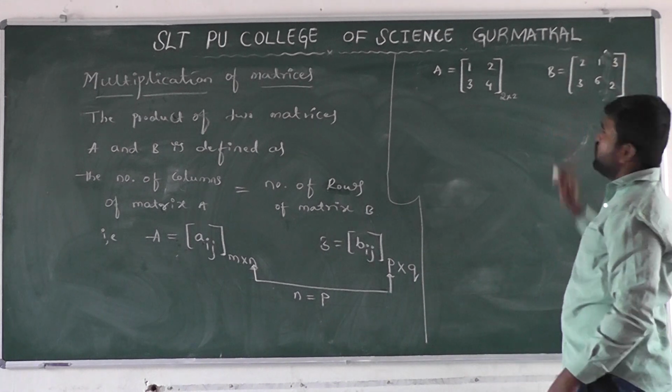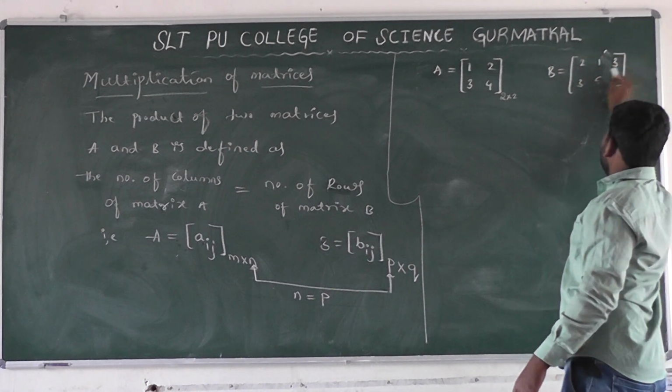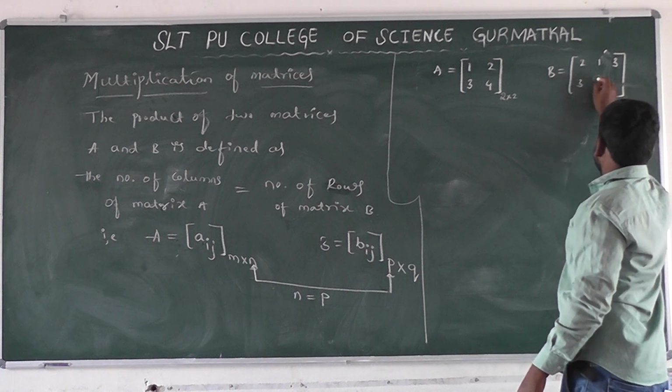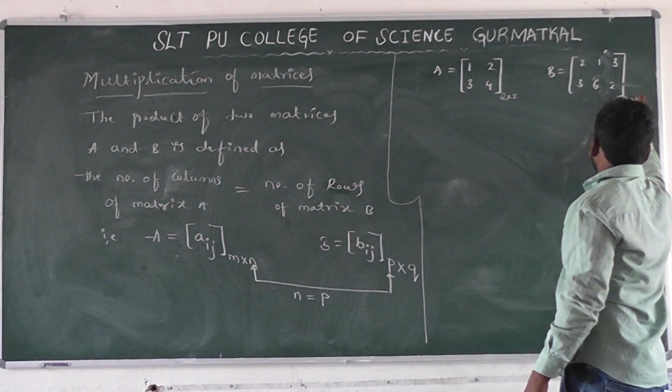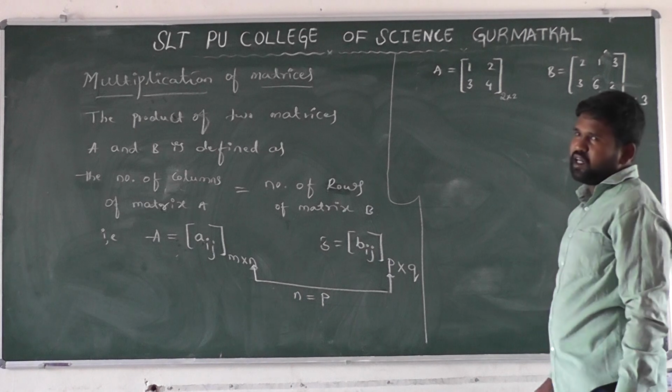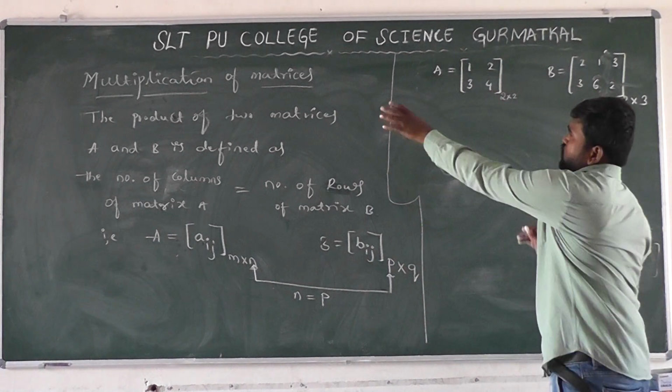What is the order of the matrix B? 2 cross. How many rows here? First row. This is the second row. Right? 2 rows and 3 columns. Right? Then the multiplication of these two matrices is possible here.